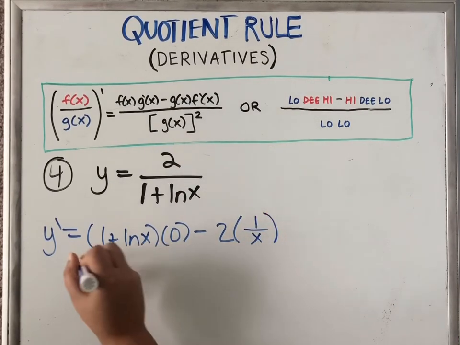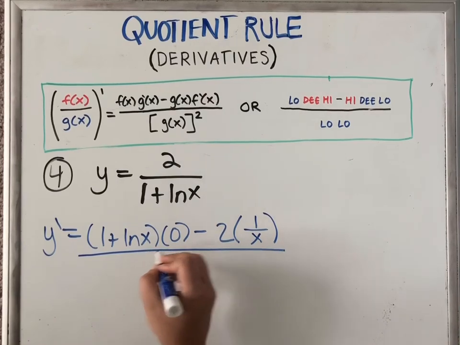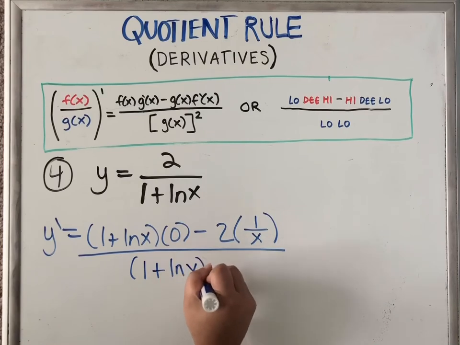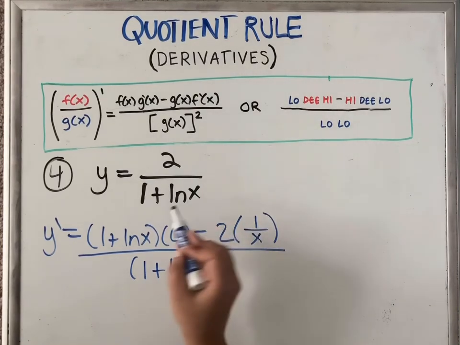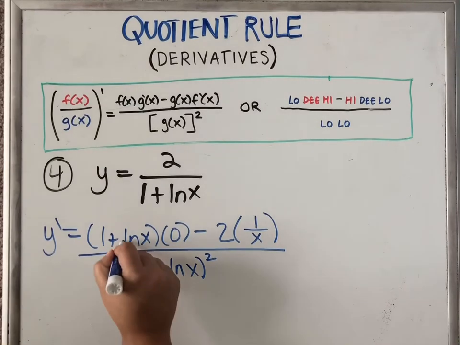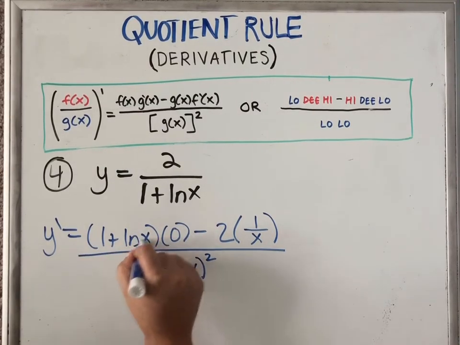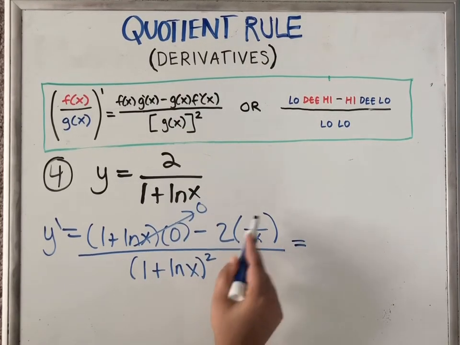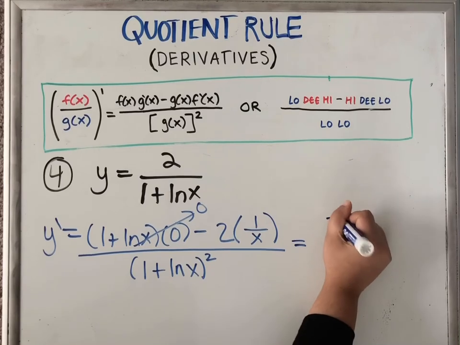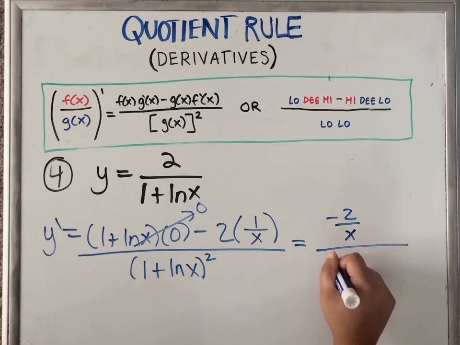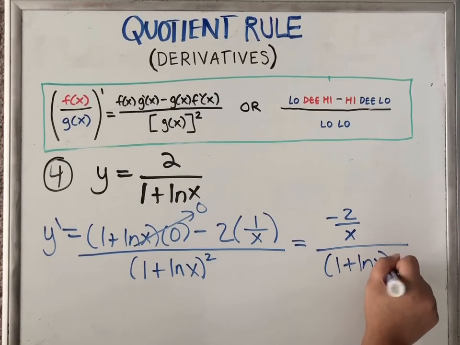Okay, and that's all going to be over low times low. So I'm just going to put this as 1 plus ln x squared. So essentially it's low times low, so 1 plus ln x times 1 plus ln x, which can be written as 1 plus ln x squared. Okay, so this whole top part here, this left side here, is going to give us 0, right, because it's multiplied by 0. So we're going to be left with negative 2 times 1 over x on the top, which is essentially a negative 2 over x if you multiply that out. And that's all going to be over a 1 plus ln x squared.